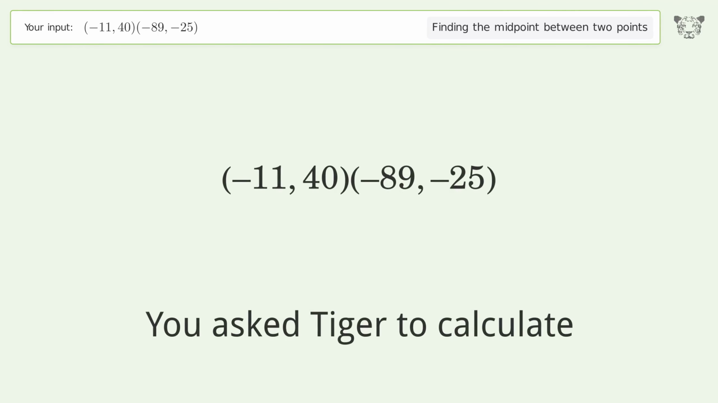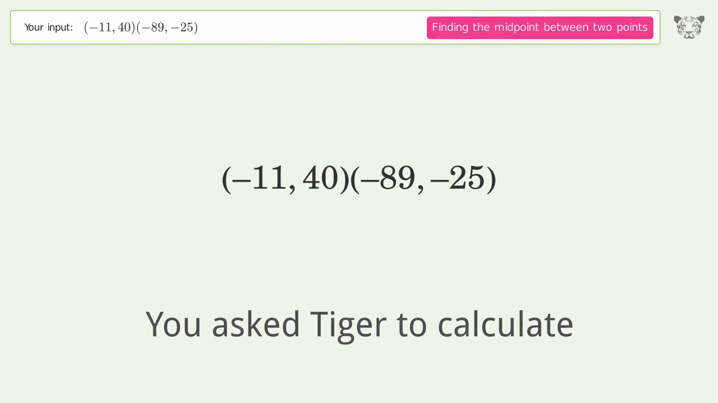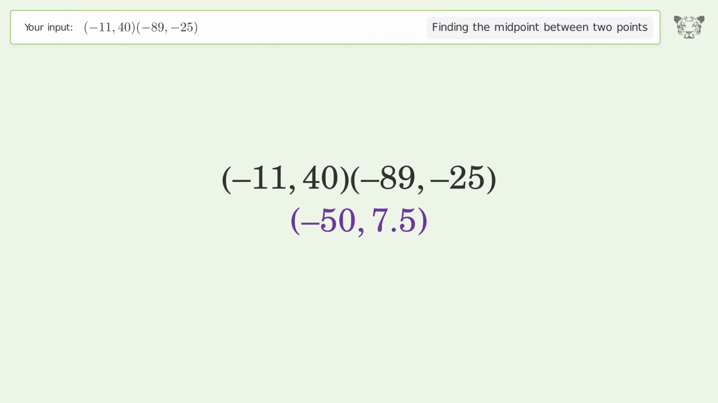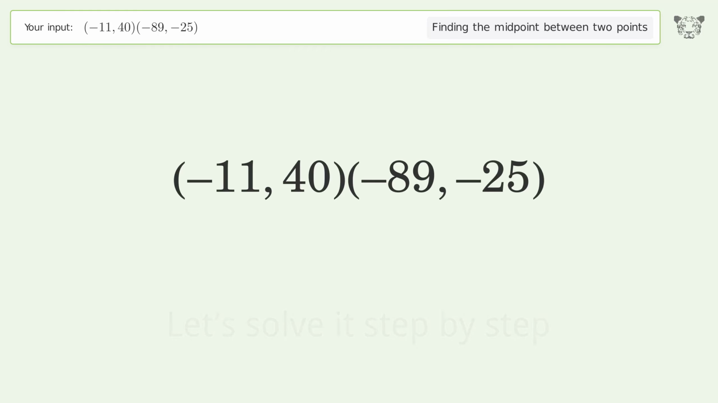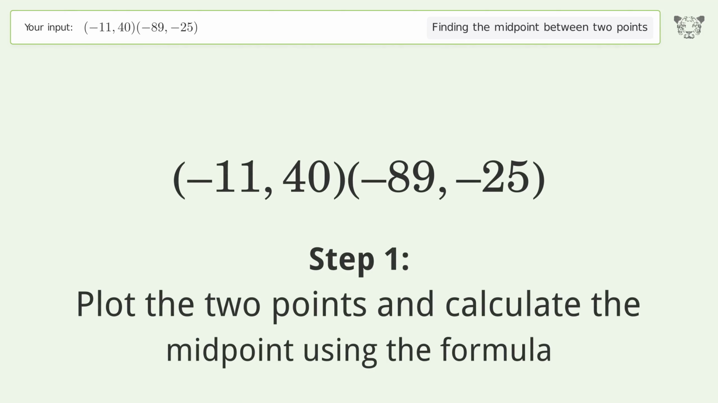You ask Tiger to calculate. This deals with finding the midpoint between 2 points. The midpoint between the 2 points is -50, 7.5. Let's solve it step by step. Plot the 2 points and calculate the midpoint using the formula.